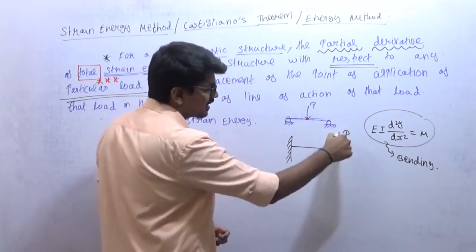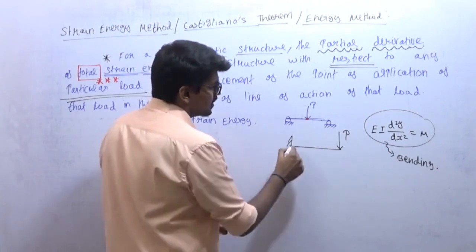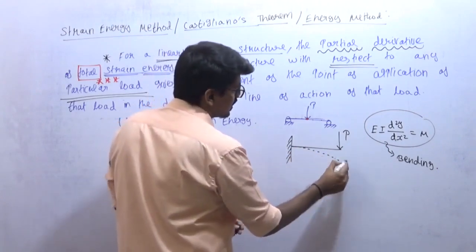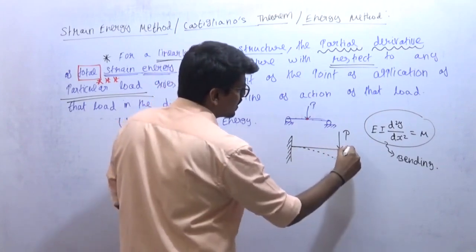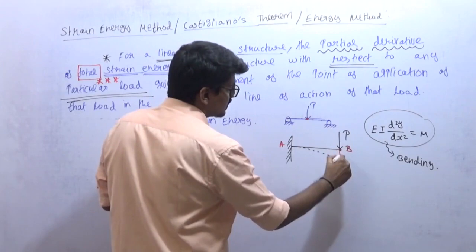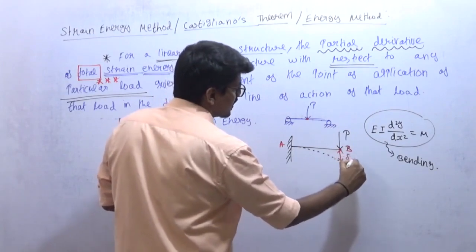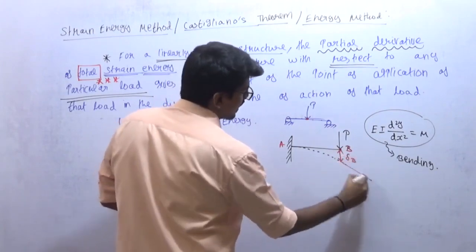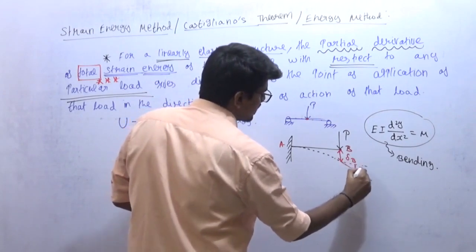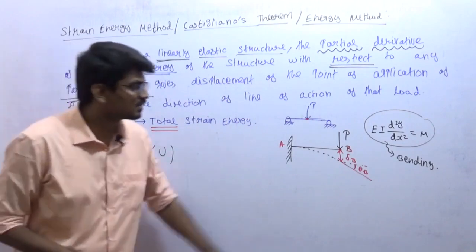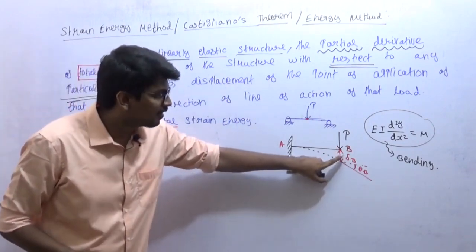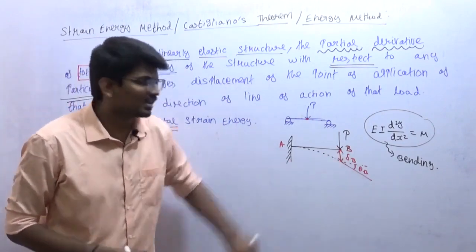A load P is acting at one end. We know that this is our elastic curve. Let this point be B. This is the deflection of B, and if I draw a tangent, this will be the slope of B. Now our ultimate aim is to determine this deflection of point B and this slope at point B.